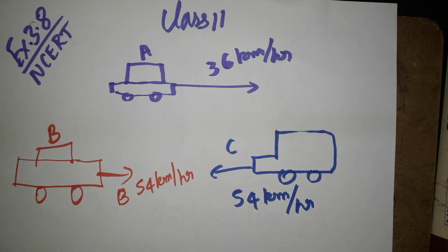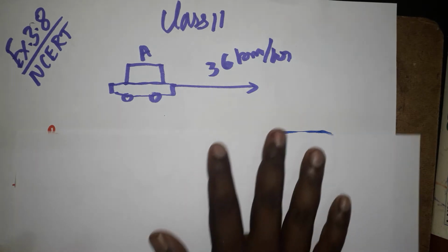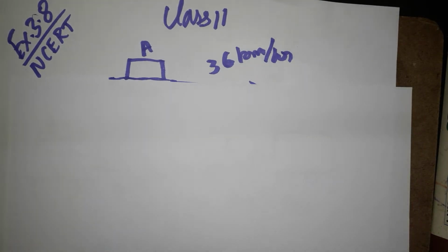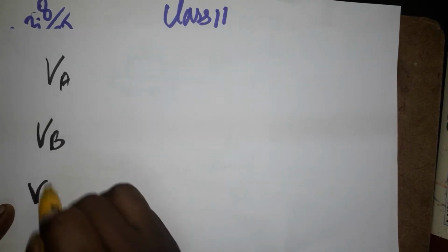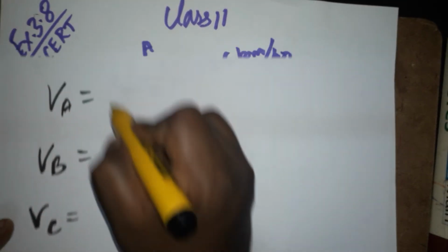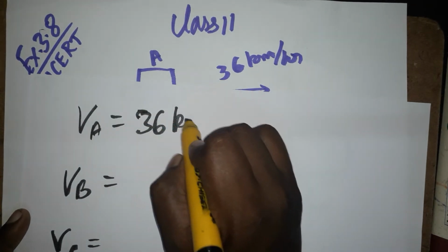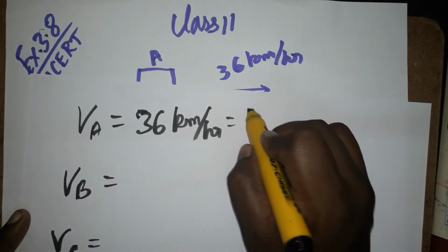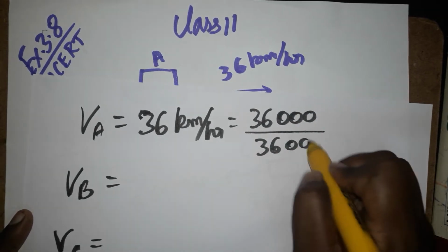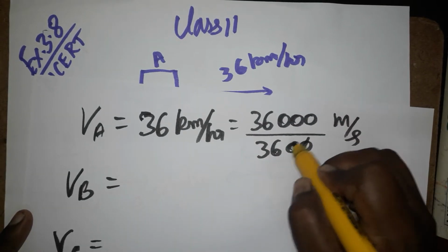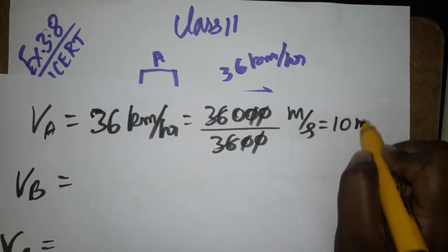Now, before going to the question, I will solve the primary thing required here: velocity of A, velocity of B, velocity of C. First you should convert to meter per second. It is 36 kilometer per hour, so 36,000 divided by 3,600 meter per second. The 0 gets cancelled, so we'll have 10 meter per second.